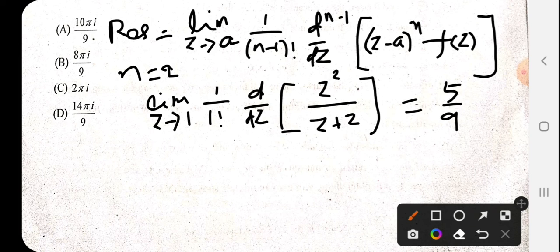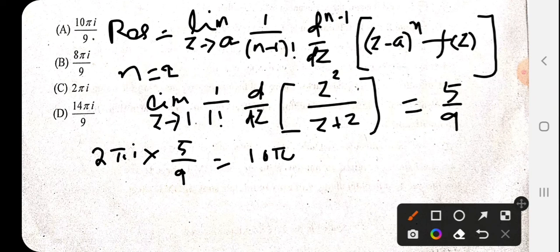So what is the solution? The solution will be 2 pi i multiplied by the residue of this function. Okay, so this is the answer of this complex integration, and the answer will be 10 pi i divided by 9, and the answer will be option number A.